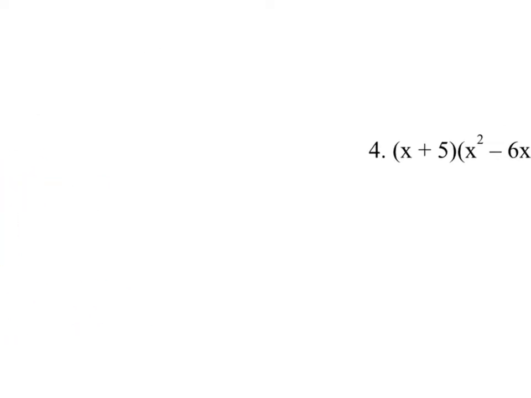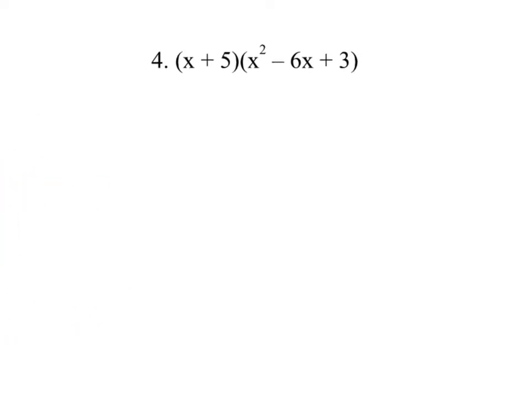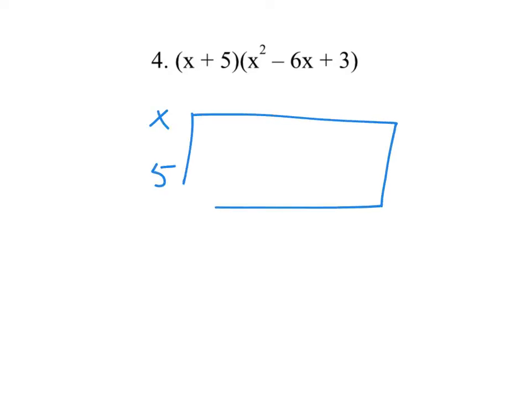Now the next one again is multiplying polynomials, just a larger set, so x and 5 will go on the side here, and x squared minus 6x and positive 3 will go up here.